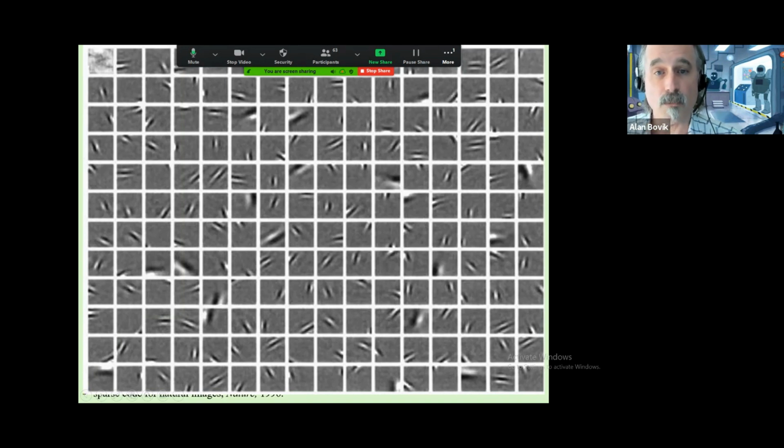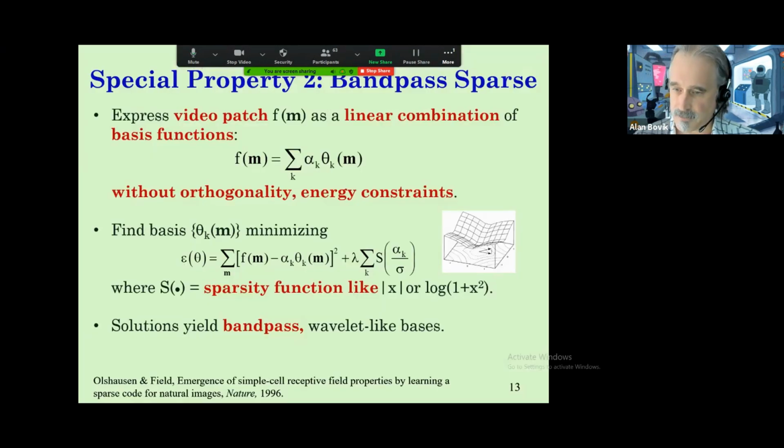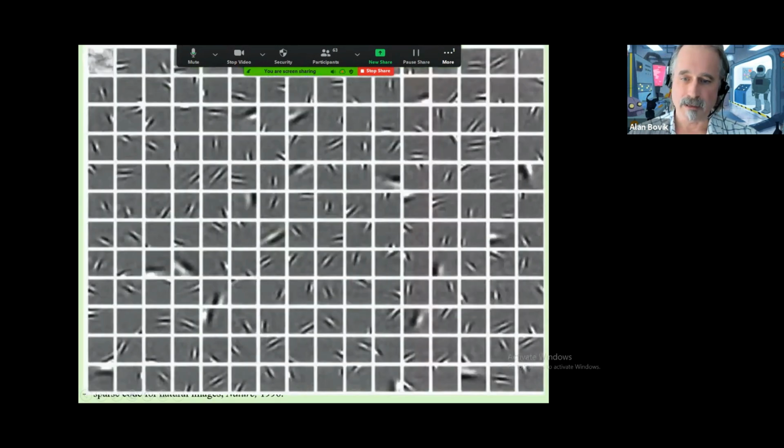In fact, they look a lot like what are called Gabor wavelets, and they look a lot like what the early layers of a deep network look like, the weighting functions. Oh, I didn't mean to jump out. Okay, anyway, I'm done with that one anyway.